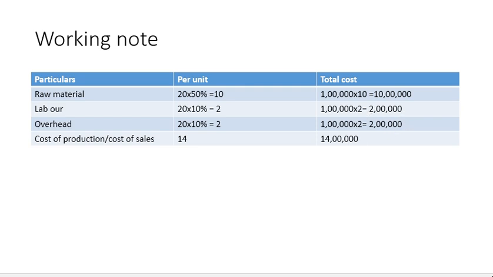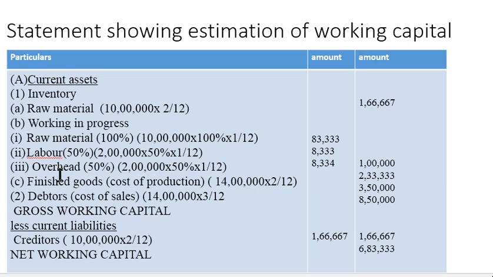2 lakh into 50% completion into how many months stock, or work in progress stock percentage, or stock month. It is 1 month. It is applicable for all the three: raw materials, labor and overhead. For all the three, the months will be 1 month. Okay, so into 1 by 12 you will get 8,333.